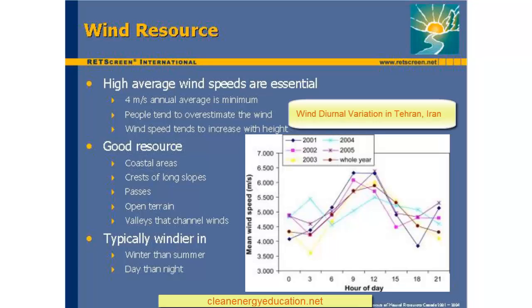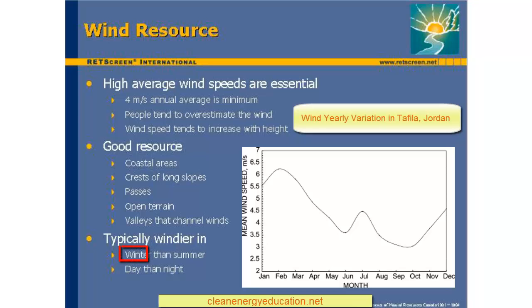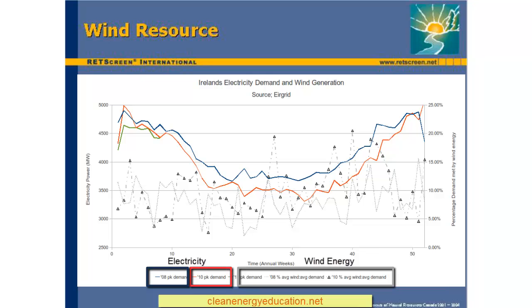The wind speed often shows a marked diurnal and seasonal variation. Winds tend to be stronger during the day than the night, and stronger during the winter than the summer. Thus, the times of stronger winds tend to coincide with periods of elevated electricity demand, especially in cold climates.